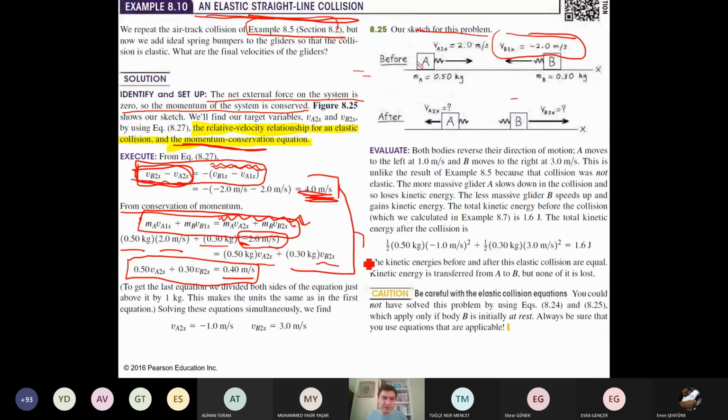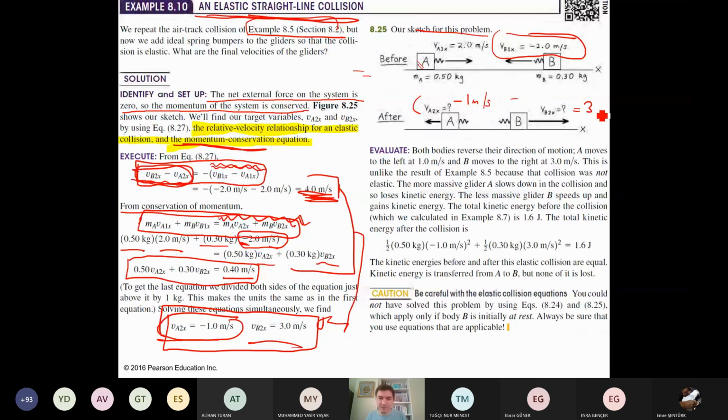What do you see here? The final velocity of A is given with a negative sign because after the collision, this A object is moving along the negative x direction. So the magnitude is 1 meter per second. And what about the velocity of this one? 3 meters per second. At the beginning, this was moving along the negative x direction, this negative sign here, but now it is moving to the positive side.